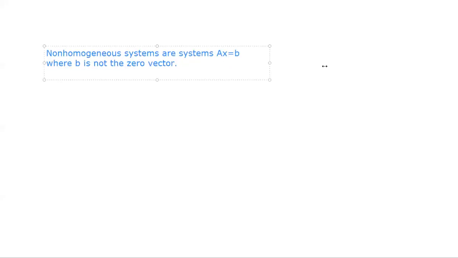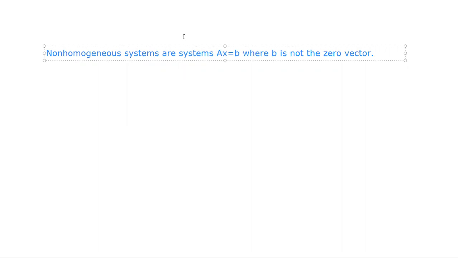Adjacent to that is non-homogeneous systems of equations. So a non-homogeneous system of equations is a system that looks like Ax equals b, where b isn't the 0 vector. So non-homogeneous systems are systems that aren't homogeneous, shockingly enough. So it's important to note that our solution vector b can have zeros in it, it just can't all be zeros. But luckily, we solve these in pretty much exactly the same way as we would solve homogeneous systems.